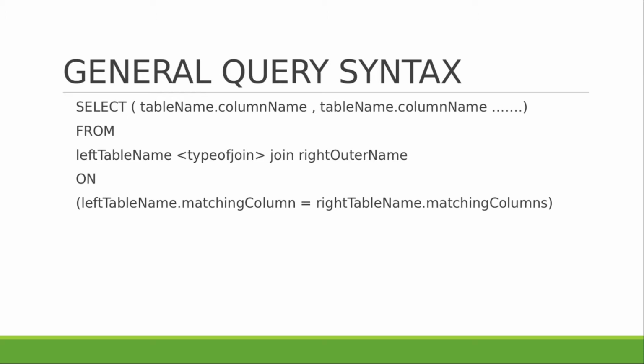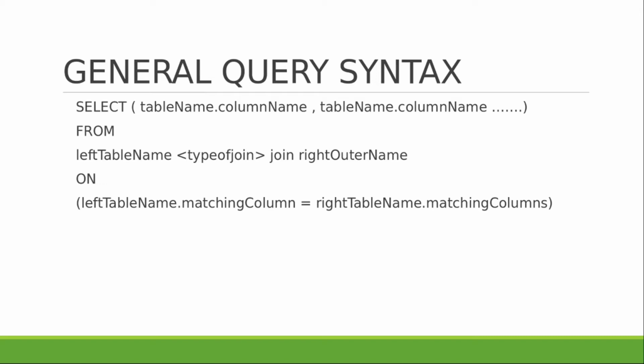The next thing is from. In general queries we just write from and the table name, but here we write the left table name, then the name of the join that we are performing, be it left join, right join, outer join, or inner join, and then join and the right table name. So let's say there are two tables, students and employees, and we're joining them. It will go like from student left join employees. This is how it goes.